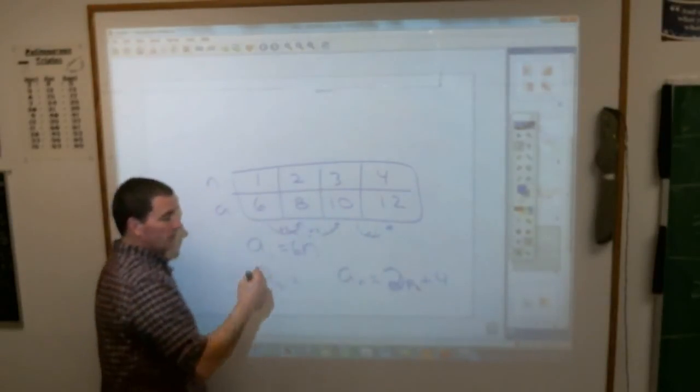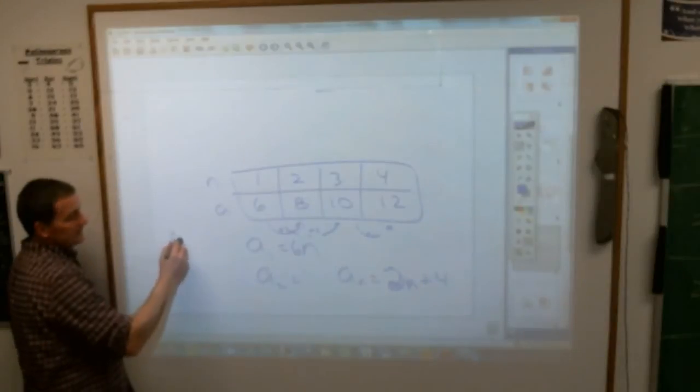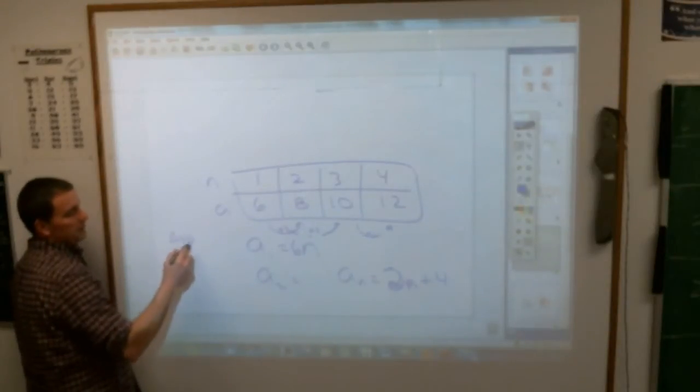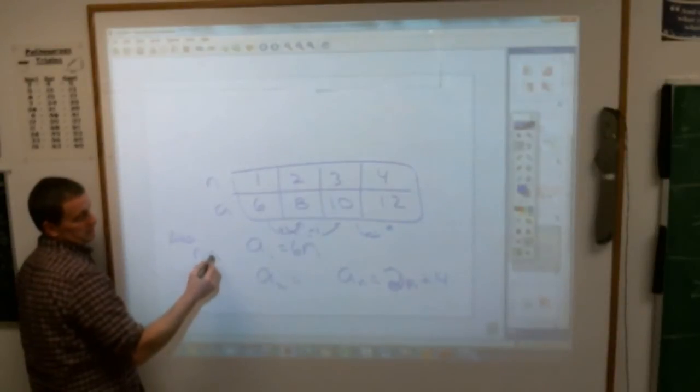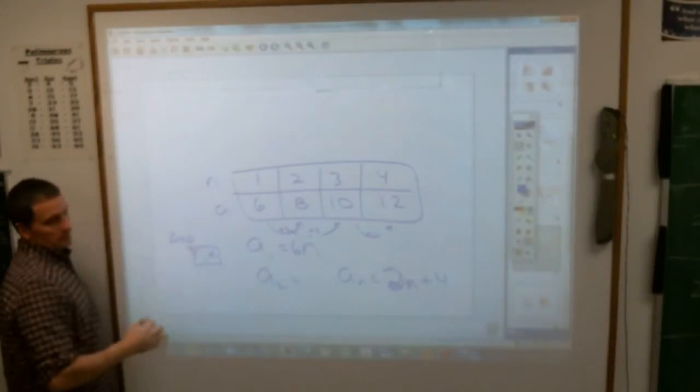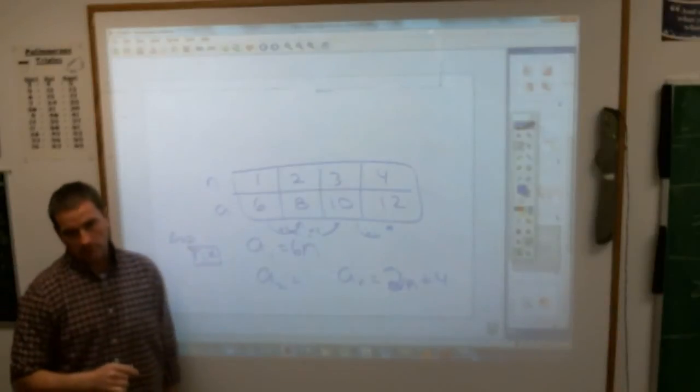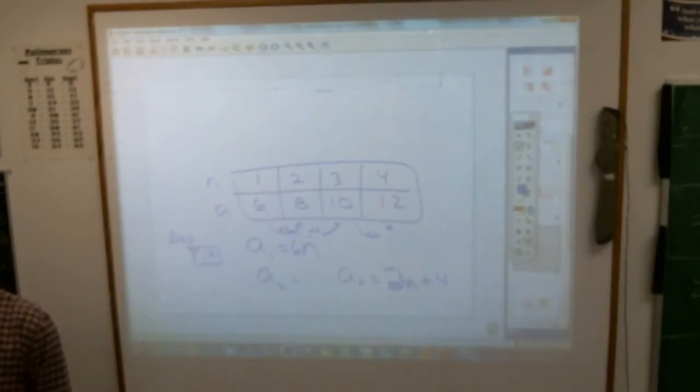10. Okay, so if it's an arithmetic one, you have to think n is going to get multiplied by something. So geometric is exponents and powers. Arithmetic is multiplication.